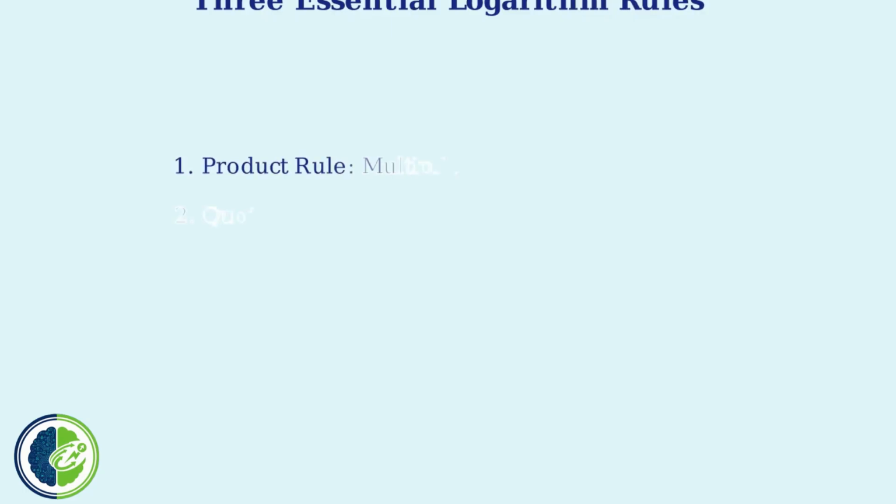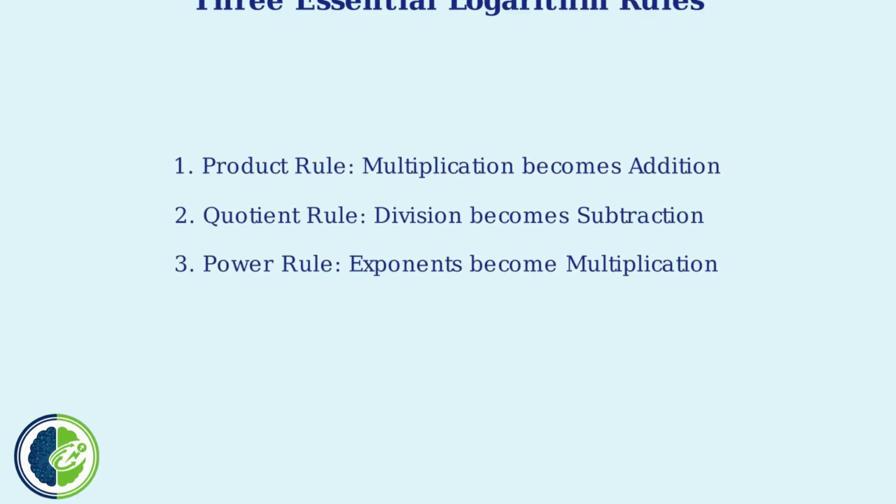Logarithms have 3 fundamental rules that make complex calculations much simpler. These are the product rule, quotient rule, and power rule. Understanding these rules will transform how you work with logarithms. The product rule is our first logarithm rule. It states that the logarithm of a product equals the sum of the logarithms. This means we can break down complex multiplications into simple additions.